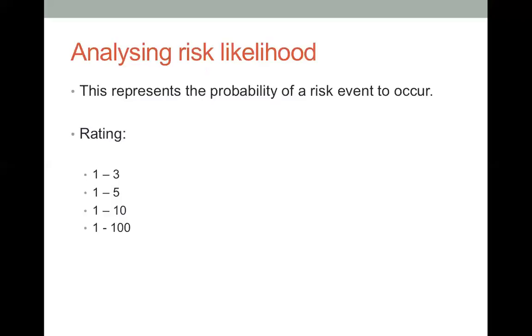Rate it until 100 to be more sensitive. I'm referring to the Project Management Body of Knowledge, which looks at the 100 rating scale. For your assessment, I would recommend you use a 5 rating scale, not 3. The reason is that 3 is not that sensitive. You only look at low, moderate, and high. With 5, it is more sensitive.